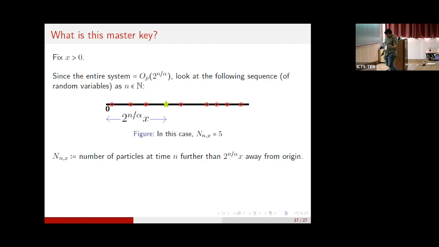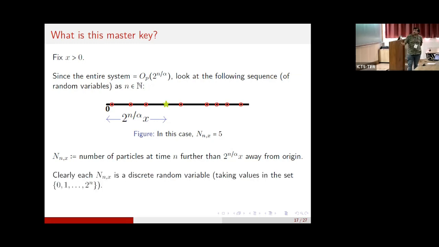Okay, so you can think of it differently. Since the entire system is growing like 2^n over alpha, you divide the position of each particle by 2^n over alpha, and then you look at how many of them are right of x after this scaling. This is another way of looking at it. Okay, so this is the random variable, and obviously, since the total number of particles in the nth generation is 2^n, this is clearly a discrete random variable which takes values in the set 0 to 2^n. Now my question is, is it possible to find the limit of these guys, the in-distribution limit? So this is the master key.